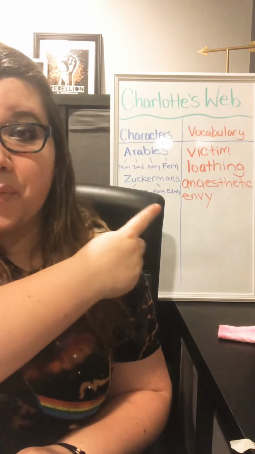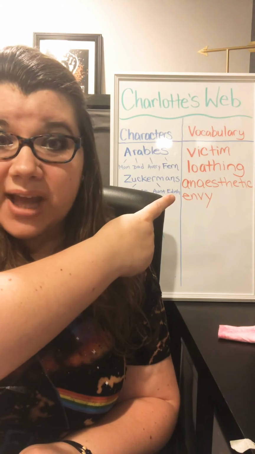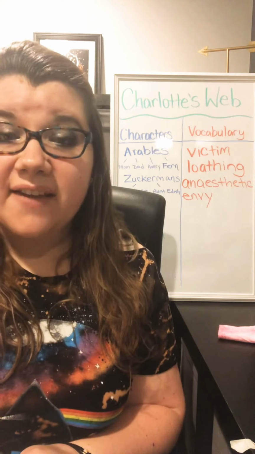Envy, that's a good word for our board. Let me put it up there. Okay, so that word we were talking about earlier, anesthetic, is up there. And now the word envy. Envy means the same thing as being jealous. So when the sheep says, "I don't envy you," she's meaning I'm not jealous of you. So let's see why she's not jealous of Wilbur.